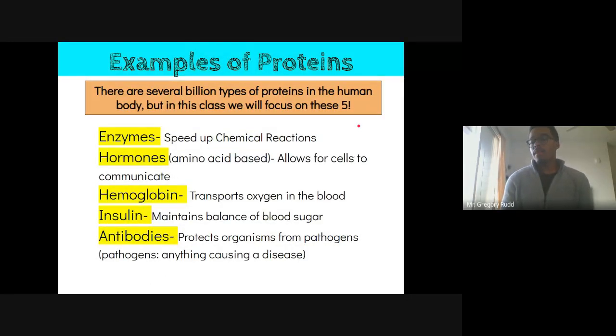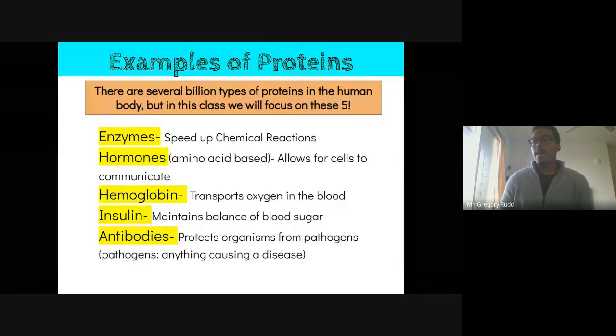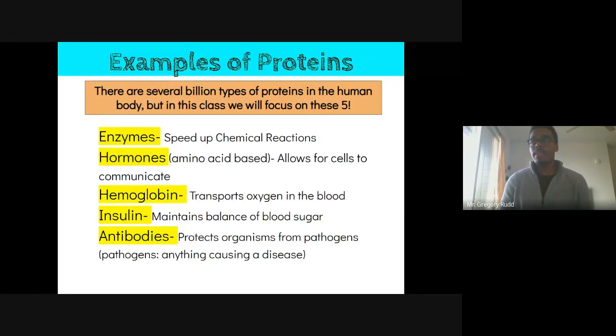All right. Now, part of your asynchronous assignment today is to investigate these 5 specific types of proteins. So I won't say too much about them, but these are 5 really common and very important examples of proteins. So go ahead and copy these down as your examples. We've got enzymes. I don't need you to write down exactly what they do right now because you all will be investigating their function as a part of your asynchronous assignment. But enzymes, hormones, hemoglobin, insulin, and antibodies.